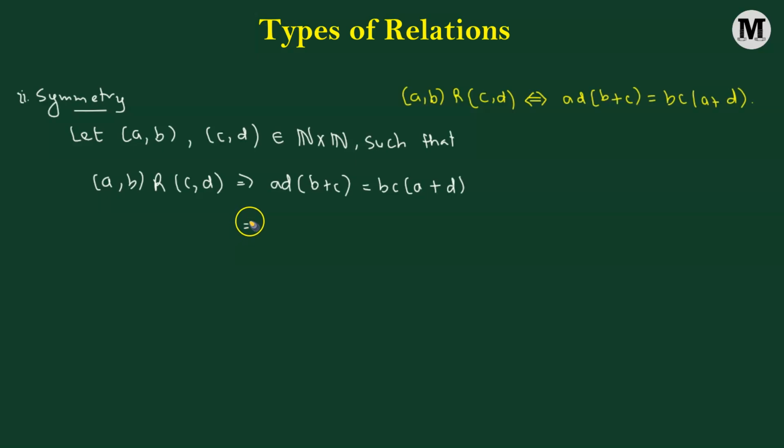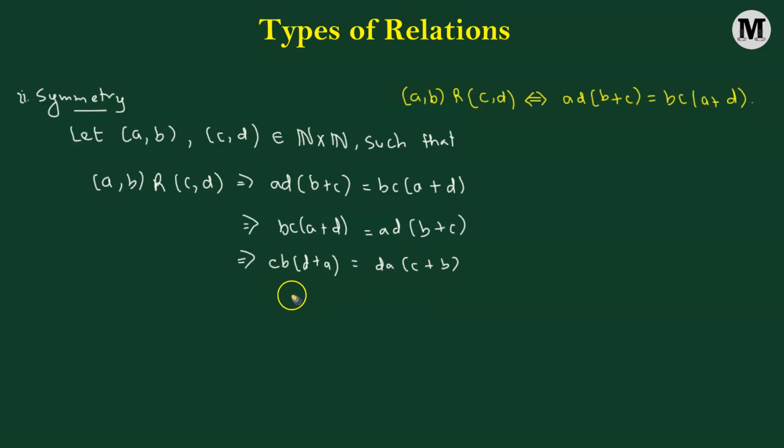However, we can rewrite it by taking the left hand side to the right hand side and the right hand side to the left hand side. So this becomes BC multiplied by (A + D), which is equal to AD multiplied by (B + C). Here we can again rearrange because we know multiplication is commutative. So in place of BC, we can rewrite it as CB multiplied by (D + A), which is equal to DA multiplied by (C + B), because addition is also commutative.